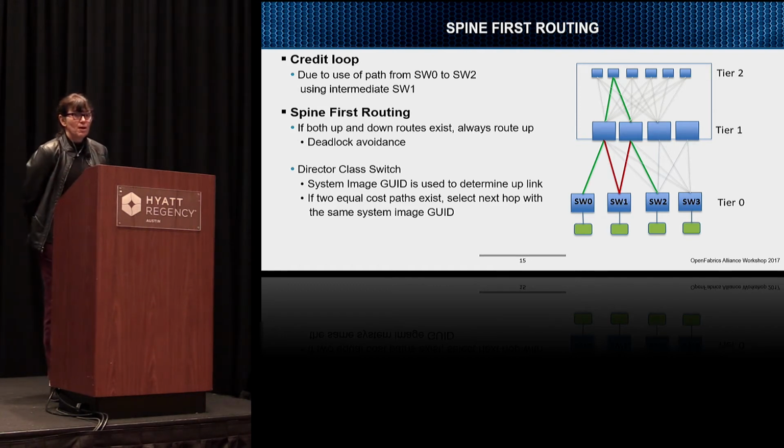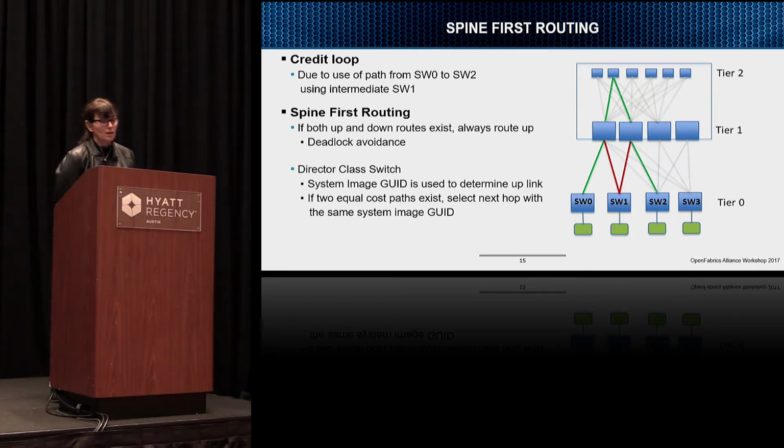We have something called spine-first routing in our Omni-Path fabric manager code. And this is used in shortest path and in the device group routing. If the core switch happens to be a director class switch, then we can use system image GUID to always route up. So the problem with this type of routing is to avoid this type of routing where you go up, down, which is part of that credit loop we saw there. So by always routing up, we will be good. So this is called spine-first routing. As I said, it is in the device group routing and in the shortest path routing.